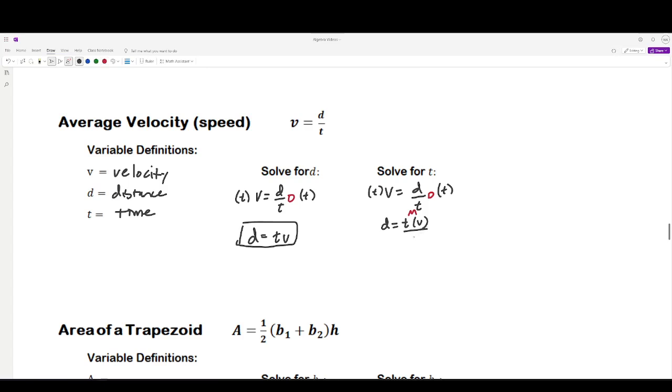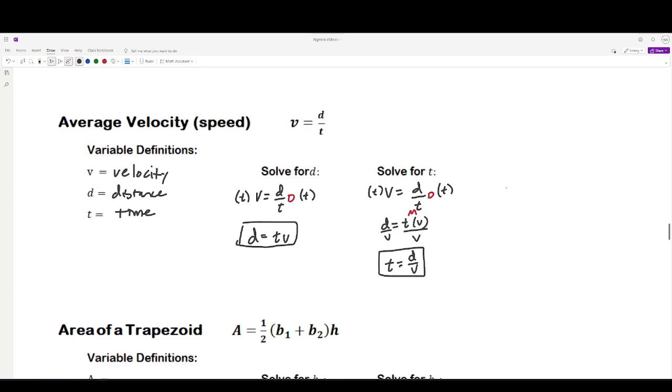And now, to get T by itself, there's a multiplication operation to undo. So I need to divide by V to get T by itself, and we do T equals D divided by V. So anytime the variable you're solving for is in the denominator, you have to multiply by that variable in order to get it up to the top. Your work will never be done unless it comes up to the top.